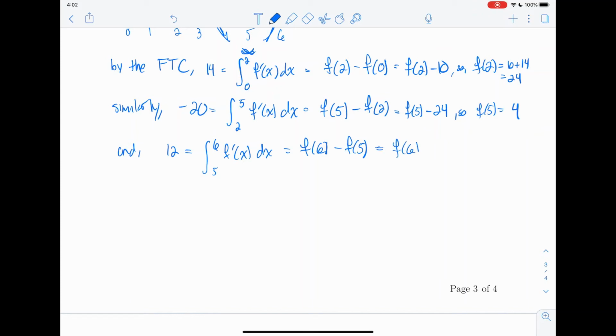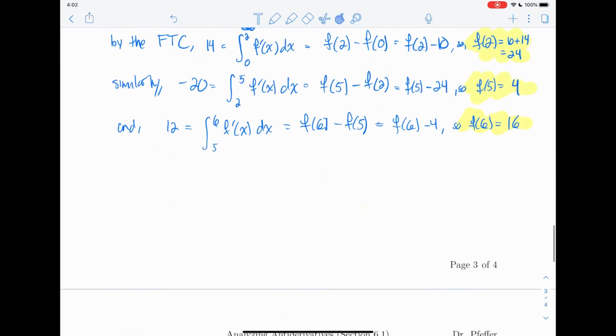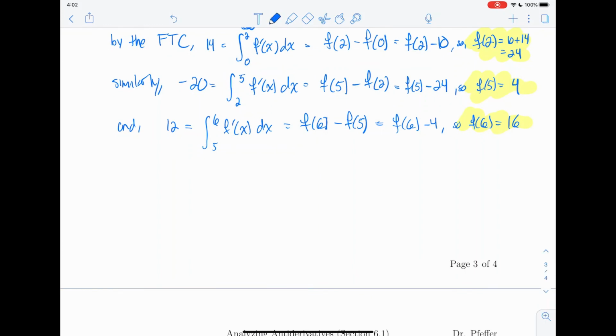So I'm getting f of 6 minus 4, so that tells me that f of 6 is equal to, once I move that 4 over, a positive 16. This information we have right here will allow us to build in a lot more accuracy for this graph we have here. And if we do instate some of that accuracy, we might end up with a graph that looks like this.